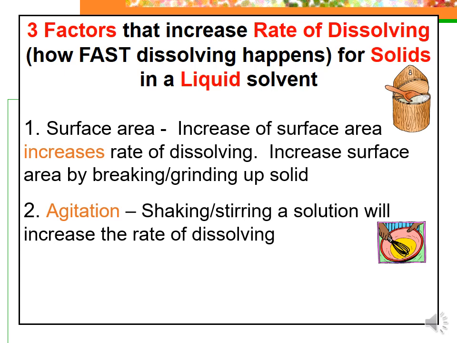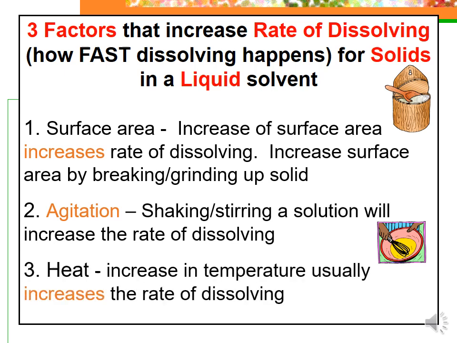Agitation. If you shake or stir this solution, it will increase the rate of dissolving because we're moving those particles around and coming in better contact. And then heat. If you increase temperature, usually it will increase the rate of dissolving.